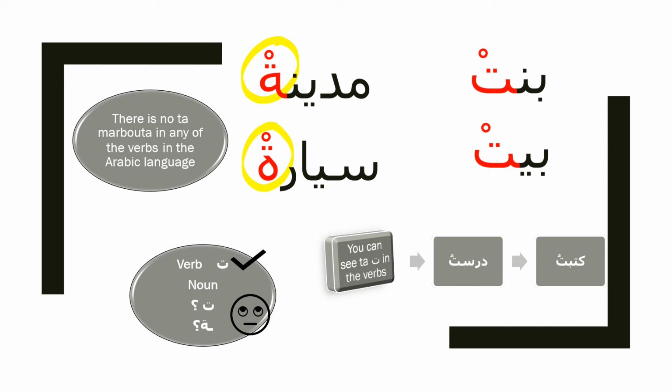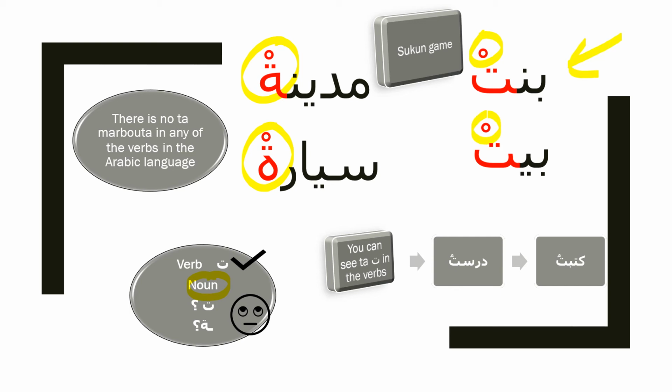If you see nouns and you are not sure, then go back and play the sukoon game. Add sukoon and pronounce. Bint, Medina, Bait, Sayara. If you don't hear ta, then it's not open ta.